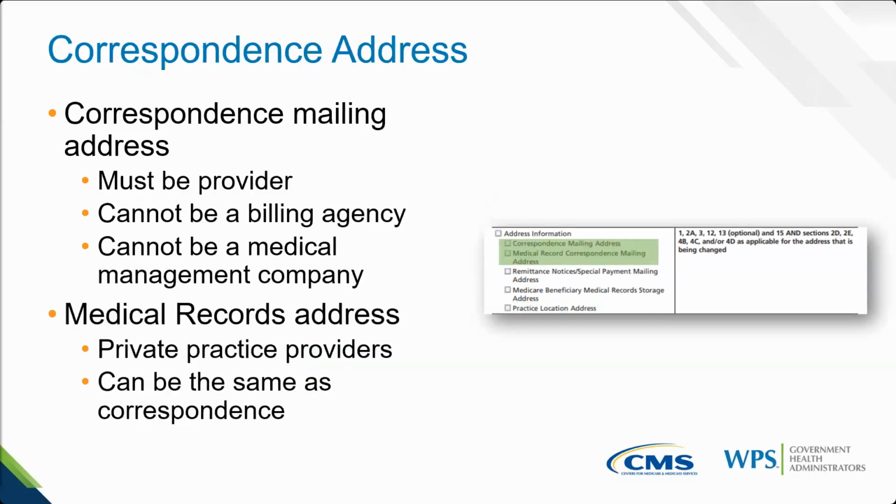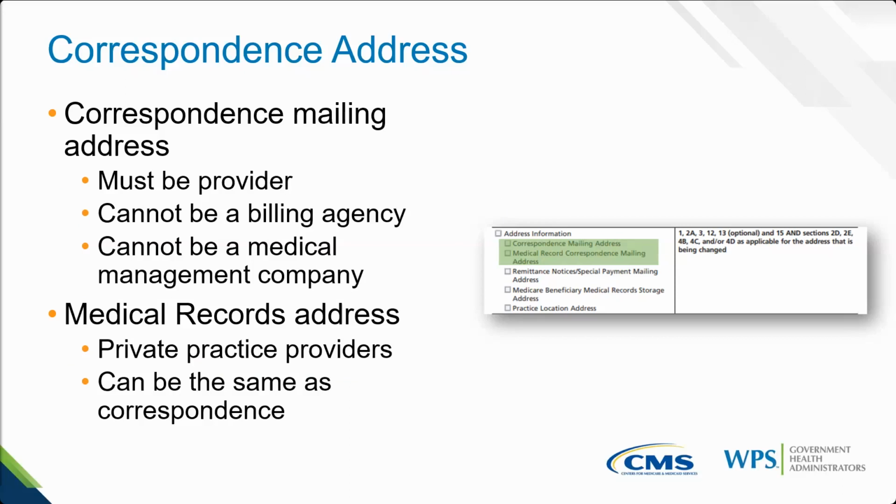Correspondence address. Correspondence is super important to keep up to date for a lot of reasons. One of the biggest being this is where we send out notifications for revalidation. So if that information is incorrect, you're not going to get it. Also, if we send any other correspondence there, it's going to come back if it's incorrect, and that can cause a delay in payment, and we don't want that for anybody.